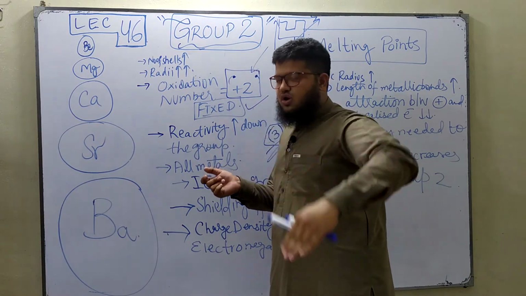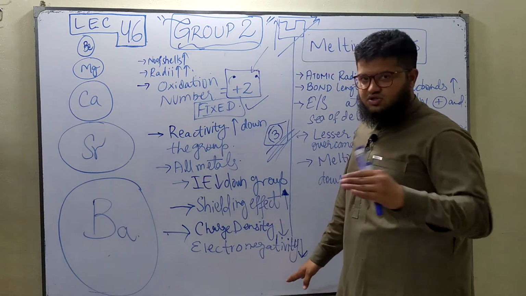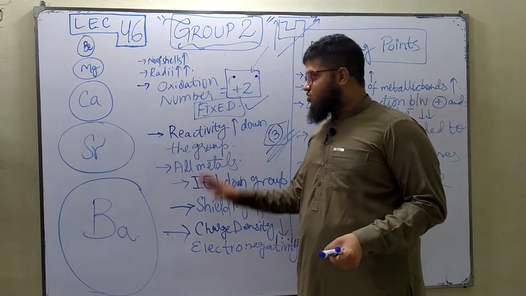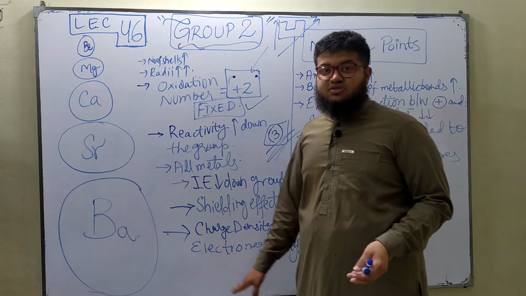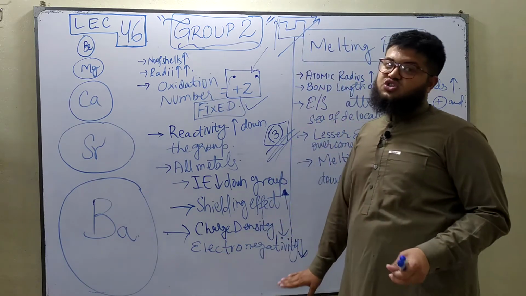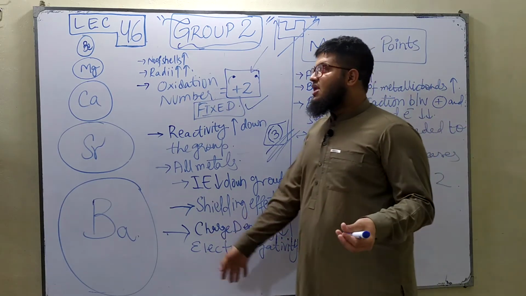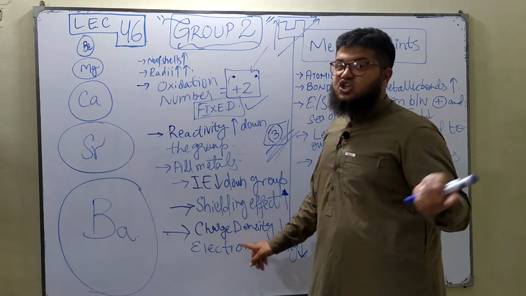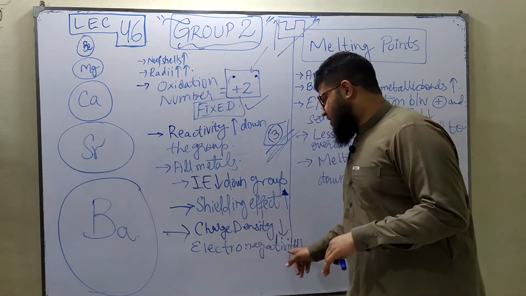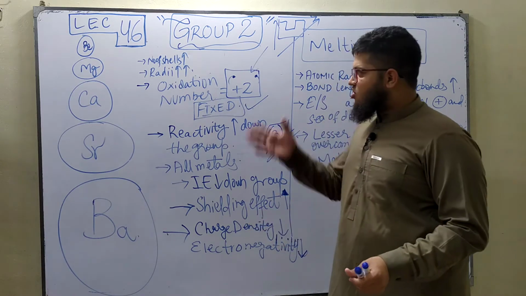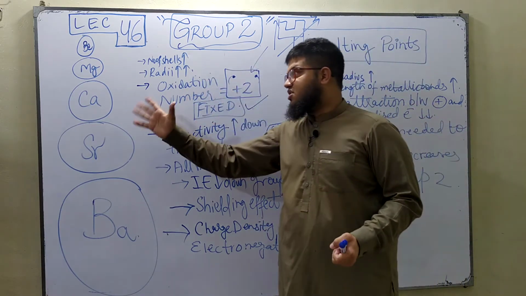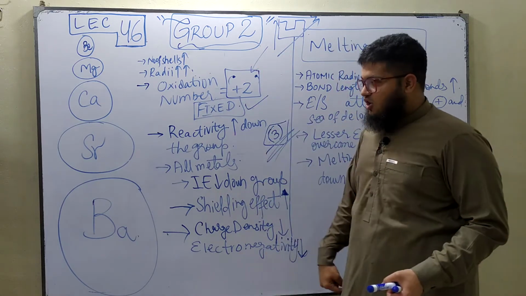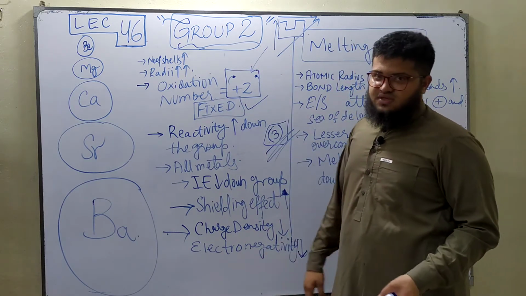You can look through those chapters' videos, but electronegativity will decrease as we go down the group because the charge density is decreasing and electronegativity is proportional to charge density. Okay, and also the atomic radius is rising, due to which the charge density decreases and due to which the electronegativity decreases. Atomic radius is actually the major determining factor for most of the trends. So if you know the atomic radius, you can answer any of these.